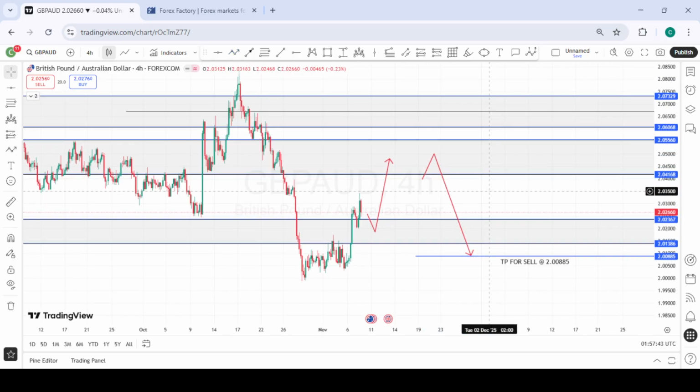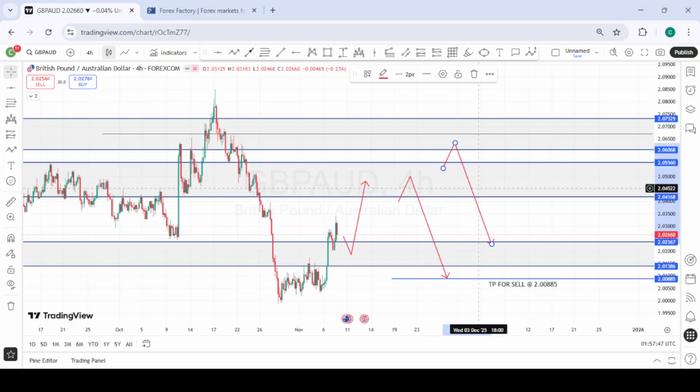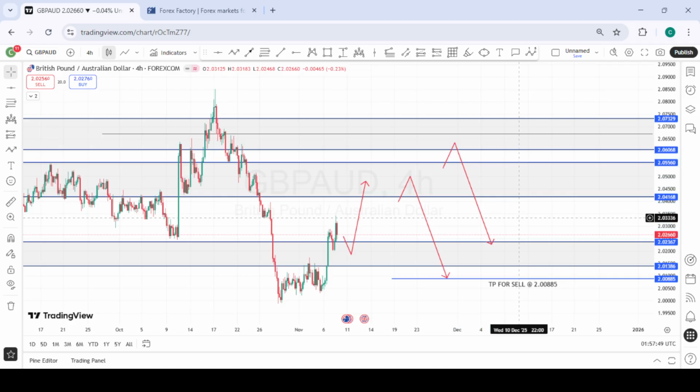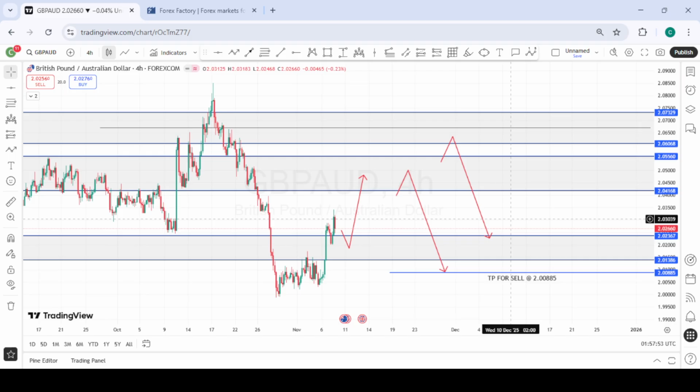And if price breaks above and makes its way to the second zone too, we'll still be interested in looking out for the sells from that second zone as well to the downside. So we are going to be bullish first on GBPAUD before we look out for the sells to the downside.